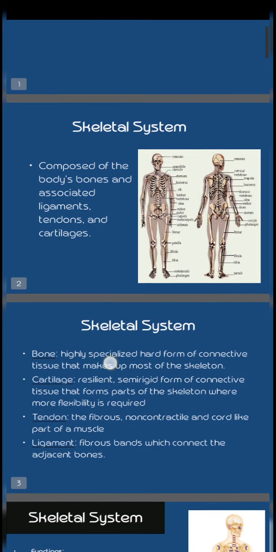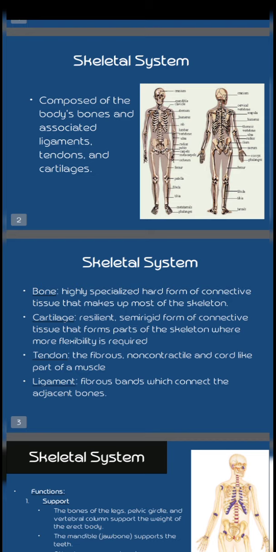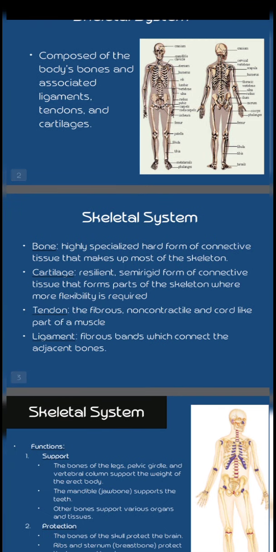उसमें जो चीज़ें होती हैं उसकी डिटेल पढ़ते हैं. Bone is a type of connective tissue. It is highly specialized hard form of connective tissue that makes up most of the skeleton. ठीक है. There are 206 bones in the body. अभी हम आगे इसकी डिटेल भी पढ़ेंगे.